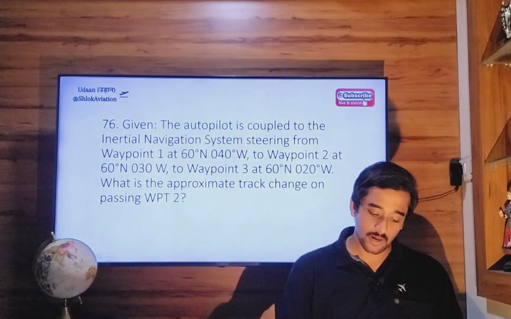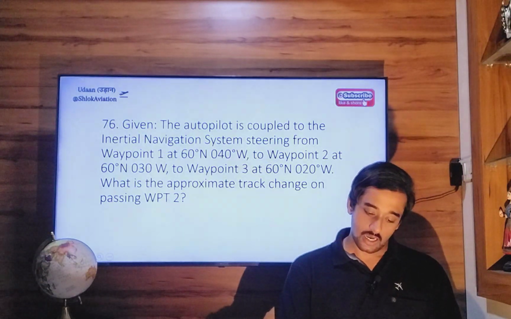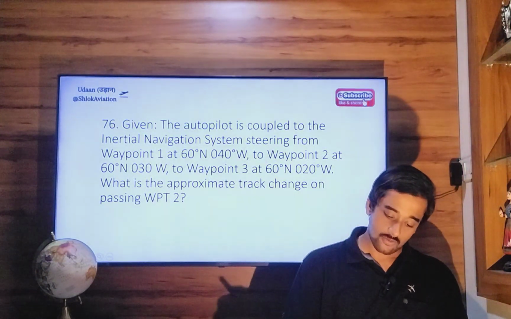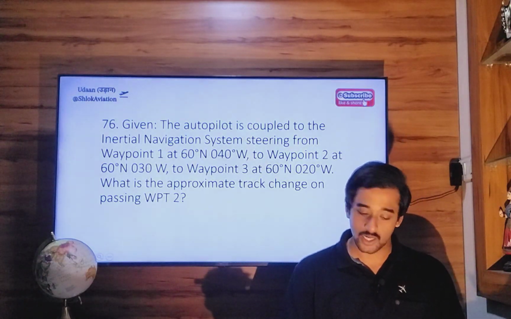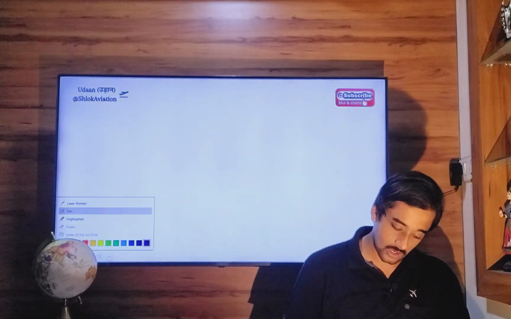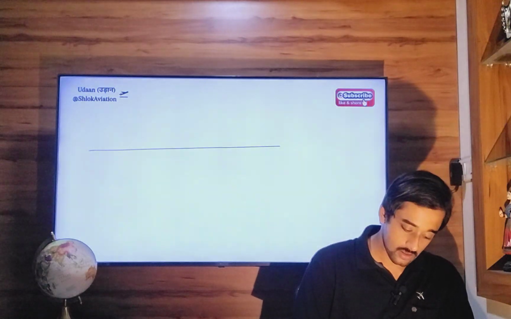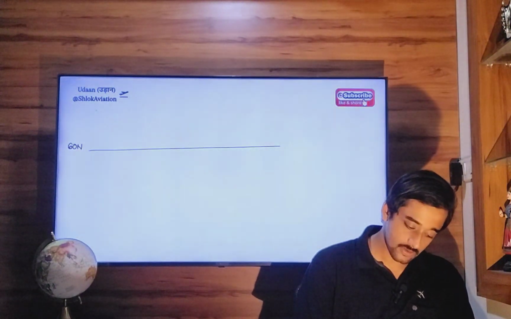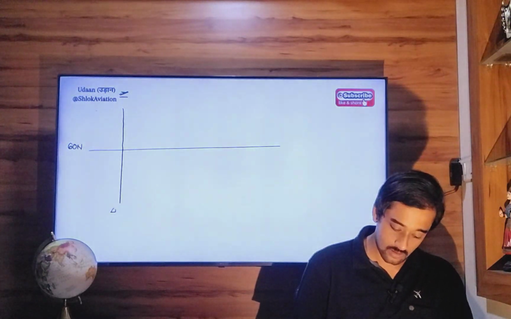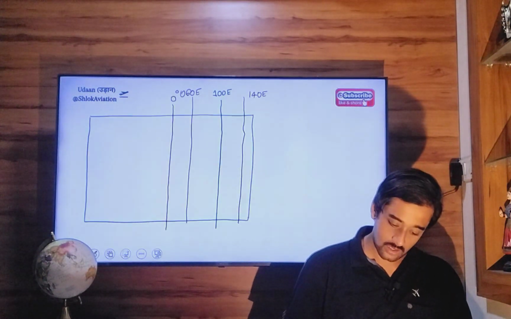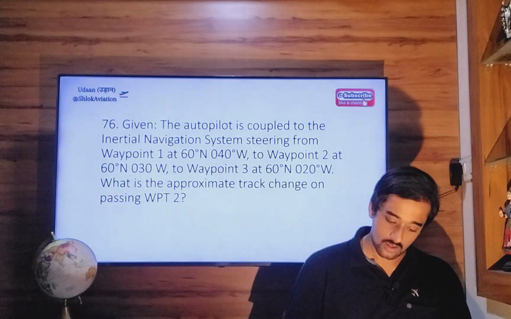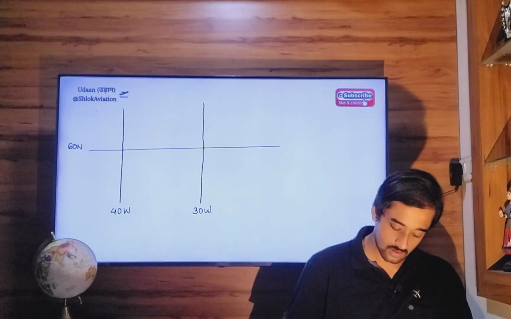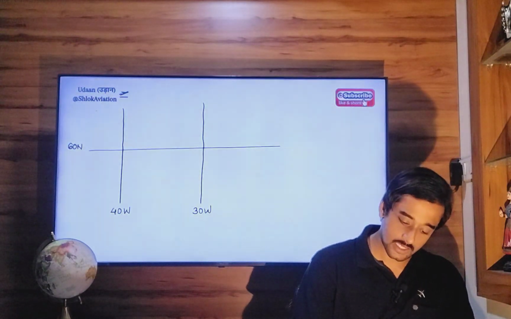The autopilot is coupled to INS. You're flying from one waypoint to another to the next one. What is the track change at waypoint number 2? So 60 north all the way, 40 degree west, 30 degree west, 20 degree west.